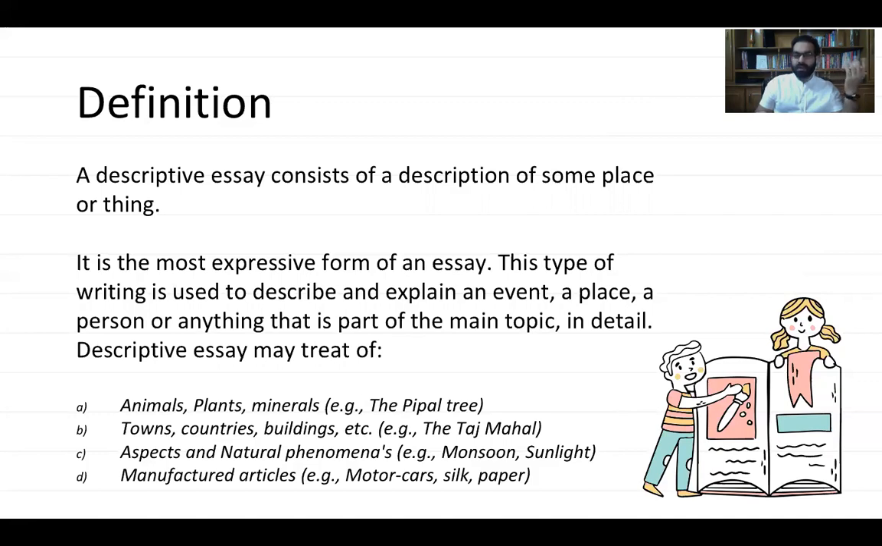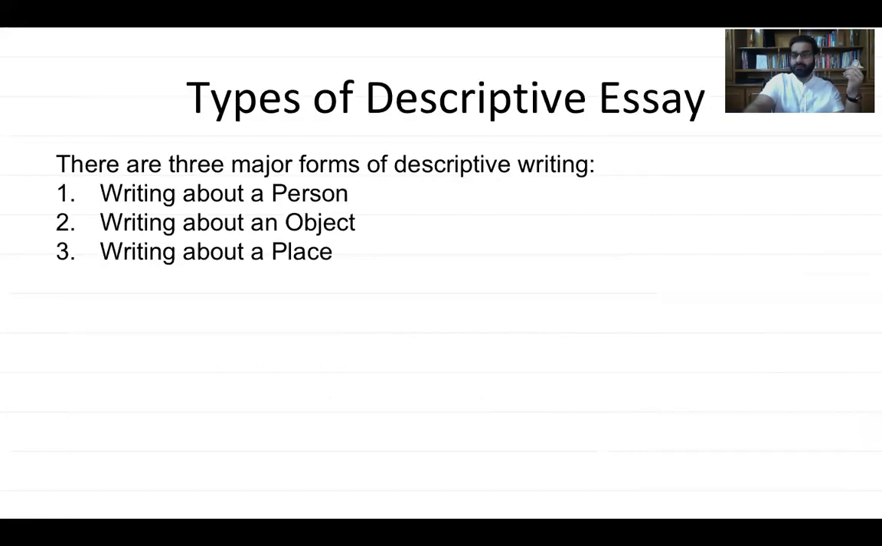Number one can be animals, plants, minerals. Maybe the pipal tree can be an example. Towns, countries, buildings. For example, the Taj Mahal. Aspects and natural phenomena, moon, sun, or sunlight, and manufactured articles. For example, motor cars, silk, paper. So that's how it should go.